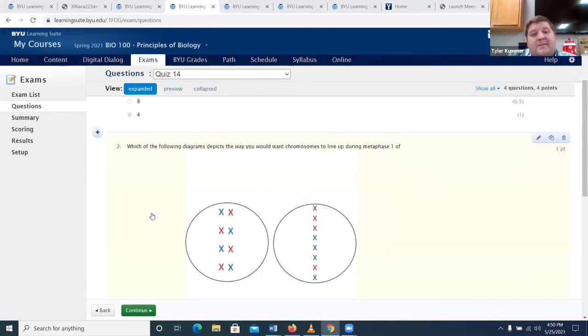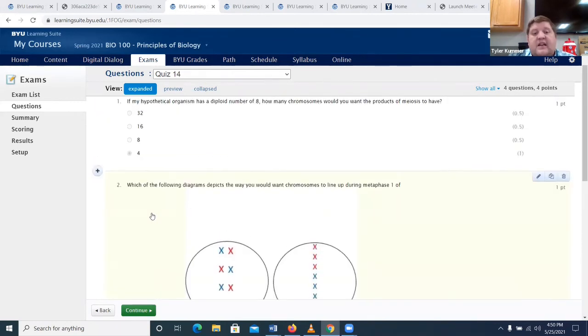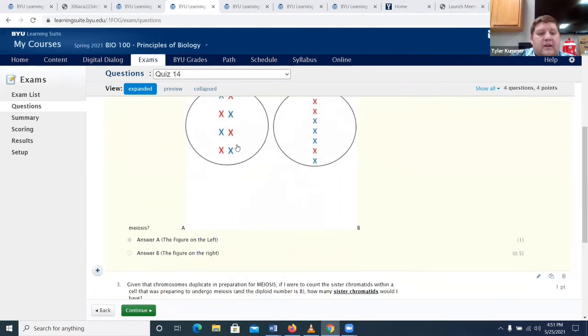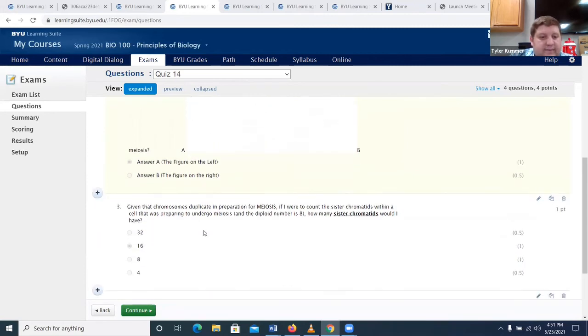Which of the following diagrams depicts the way you'd want chromosomes to line up during metaphase 1 of meiosis? So in meiosis 1, metaphase 1, we want to have the chromosomes in their pairs, right? We want the chromosome 1s next to each other, the chromosome 2s next to each other. We don't want them lining up like this. This is how they would line up in metaphase 2, end to end, not with their pair. And the reason why is because their pair gets separated from them in meiosis 1. So we'd want A to be the one we'd choose here.